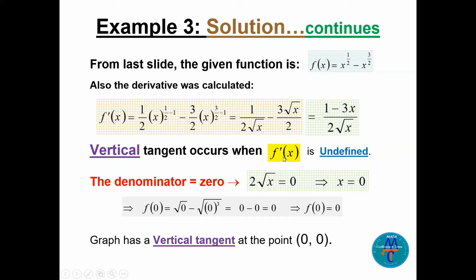So when f prime is undefined, there is no derivative, so the denominator is 0. So we can say 2 square root of x is equal to 0, square both sides, x will be 0. Now this is x. To find the y, replace x in the function. F of 0 will also be 0. So at this point, at the origin, 0, 0, this graph has a vertical tangent.